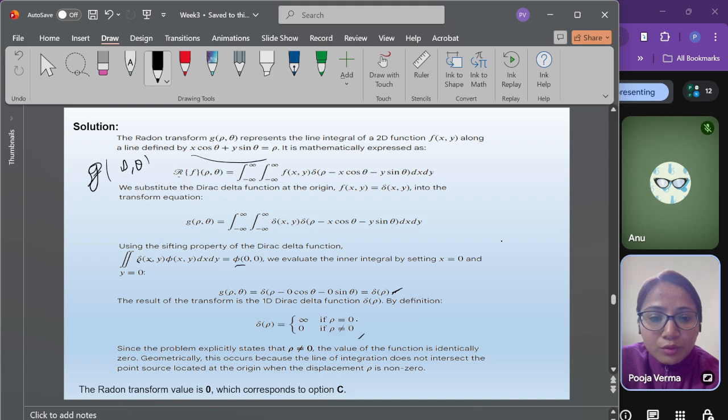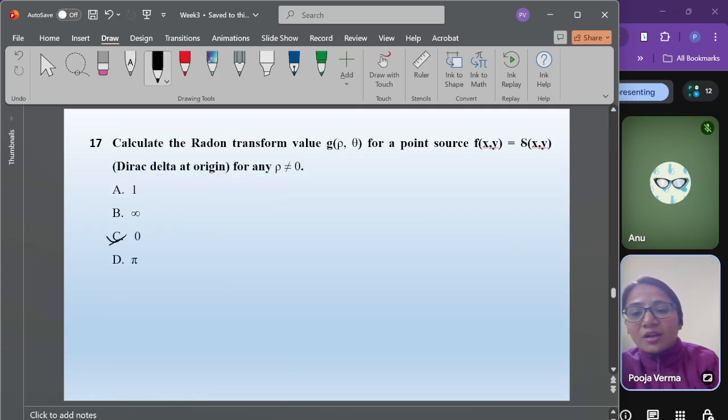If rho is equal to 0, then the function will be infinite. If rho is not equal to 0, we already know that the Dirac delta function is 0. Since this problem explicitly states that rho is not equal to 0, the value of the function is identically 0. Geometrically, this occurs because the line of integration does not intersect the point source located at the origin when the displacement rho is non-zero. So the Radon transform value is 0, which corresponds to option C. Option C is the correct answer.